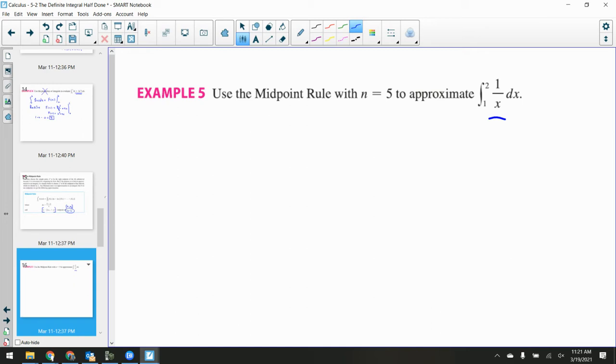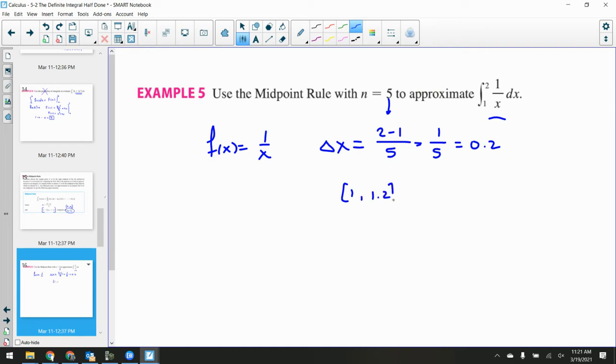All right, so that means that f of x is 1 over x. Delta x is (2 minus 1) over 5, right? Because n is 5 right here. So it's 1 over 5 or just 0.2. I'm going to use the decimal value here, 0.2. Now, what is that telling me about my first interval? My first interval is going from 1 to 1.2, right? That's the first rectangle that I'm going to use. So what's the midpoint of that? Well, that means it's going to be 1.1.